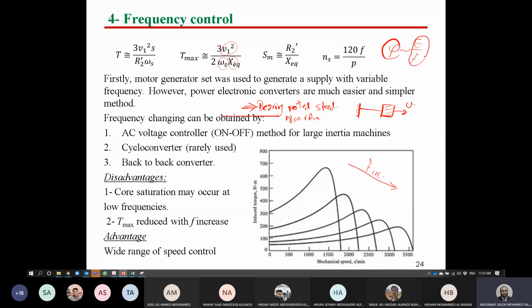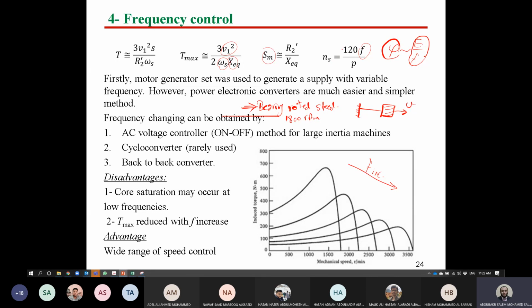So if you make V over F control, keeping V over F constant, T maximum will be constant. S maximum will be a function of F only. It's not a function of V, so it will be changed. NS is a function of F only, not V, so it will be changed as well.